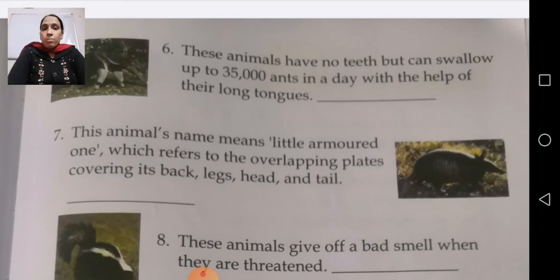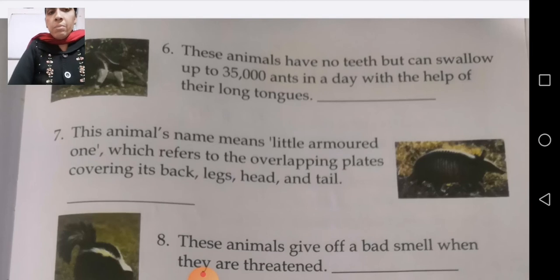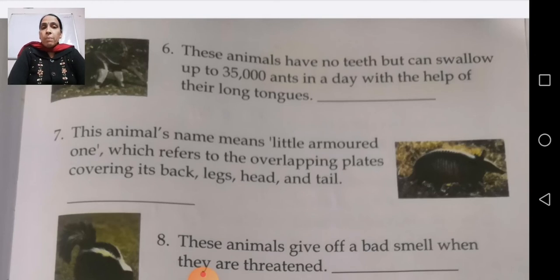Now we'll come to number 7. This animal's name means little armored one, which refers to the overlapping plates covering its back, legs, head, and tail.